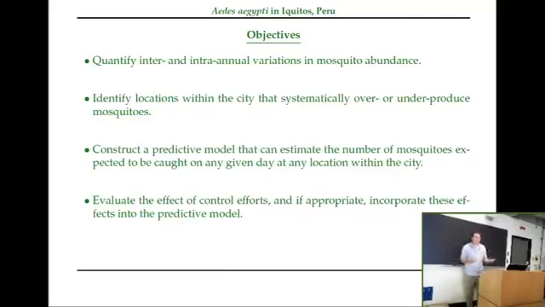And then finally, we have this control data. It's a little unclear exactly what role the control data is playing, because maybe sometimes we're doing control where there aren't very many mosquitoes in the first place. So we want to be able to see if there's a way to evaluate the effect of the control efforts, and if appropriate, incorporate that back into the product.